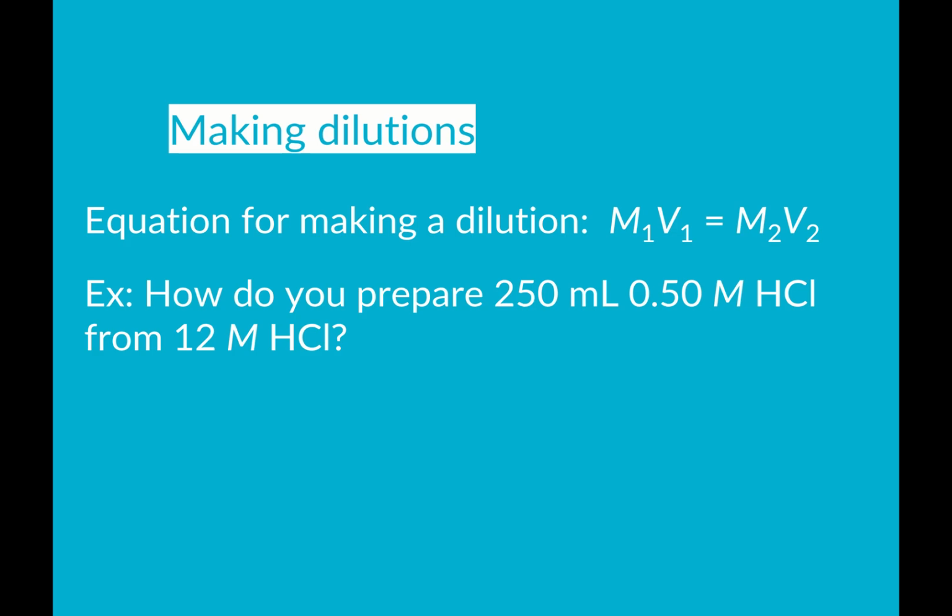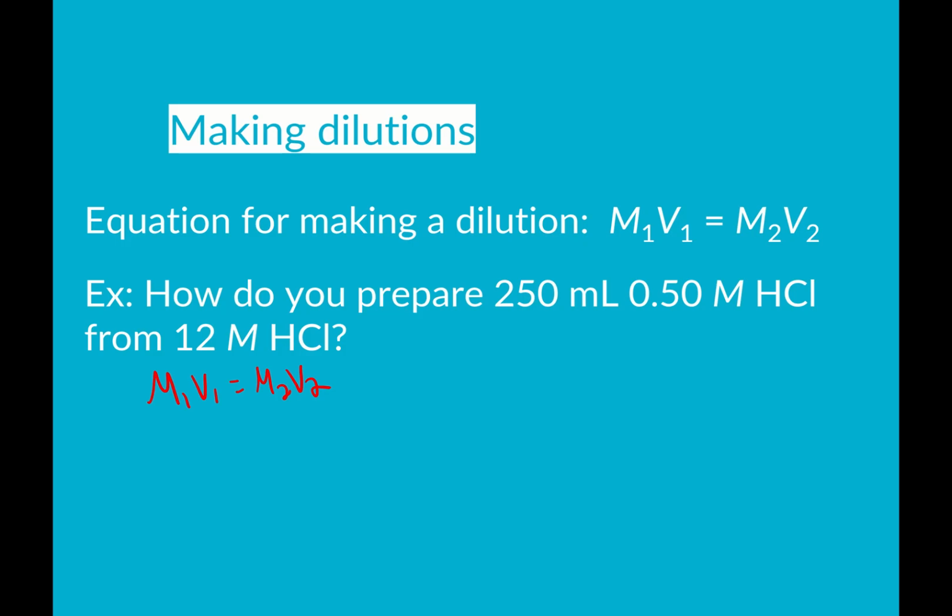We want to prepare 250 milliliters of 0.5 molar hydrochloric acid from a concentrated 12 molar solution. So we're asked here, how exactly will we do this? We're going to need to know how much of that 12 molar solution I first need to measure out, and then how much water I'm going to add in order to get this 12 molar solution diluted. So this is what our equation is going to be used for. M1V1 equals M2V2.